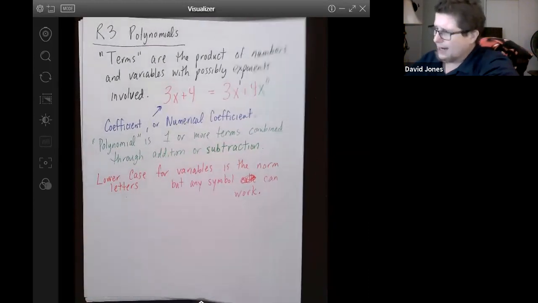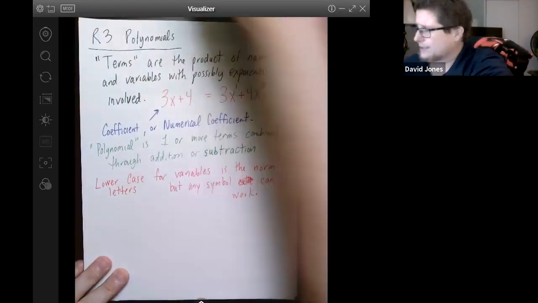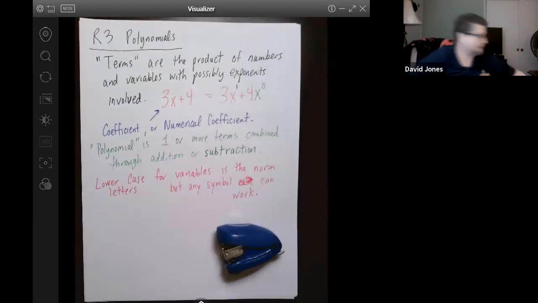And the reason why I put that x to the 0 in there. In 1 second, there's a fan on and I need to turn it off.